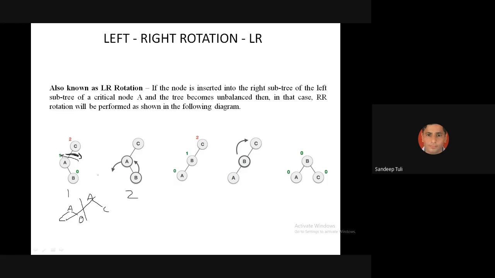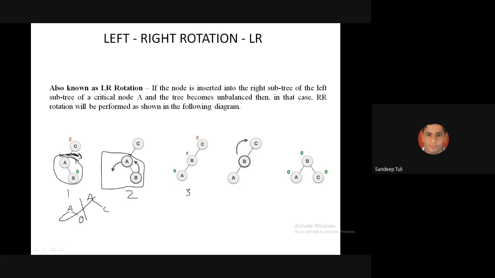So firstly, I will change the orientation of this subtree only. Applying left rotation on this subtree A and B, I have got B and A. Is it following the properties of a binary search tree? Yes, sir. So I have changed the orientation by performing the left rotation on this subtree, and I have got this third diagram, C A B.